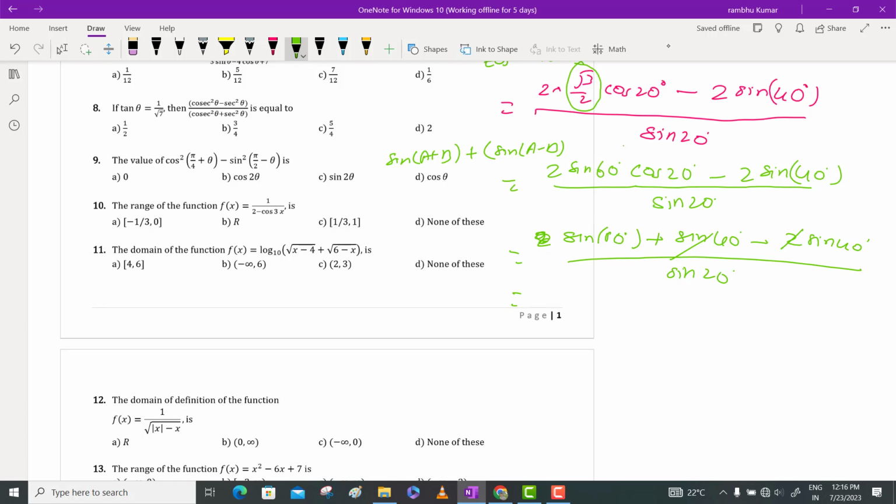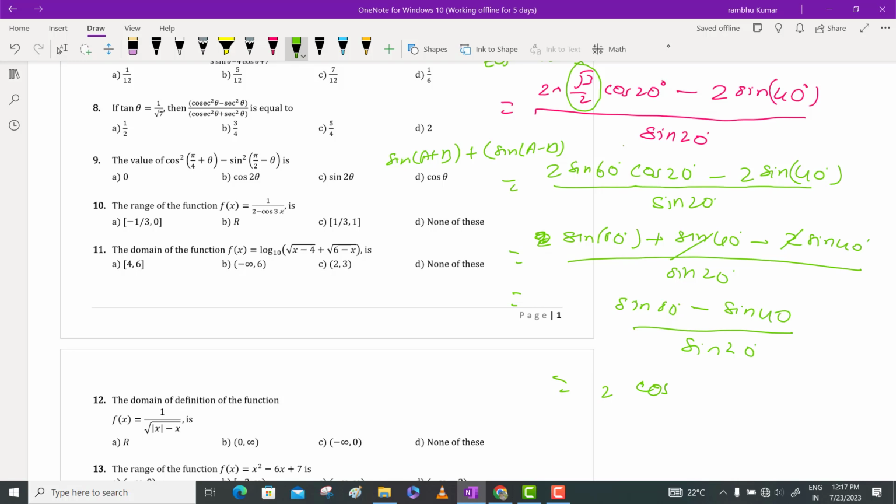So we will have sin 80 minus sin 40 divided by sin 20. Now once again apply the formula, correct, and we will have 2 cos a plus b by 2.